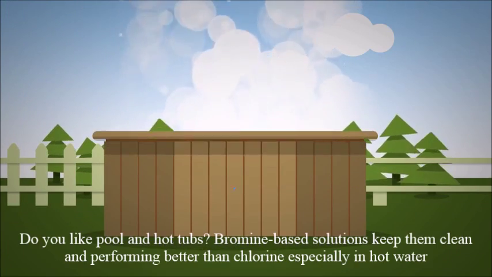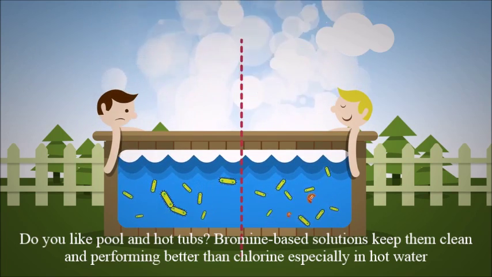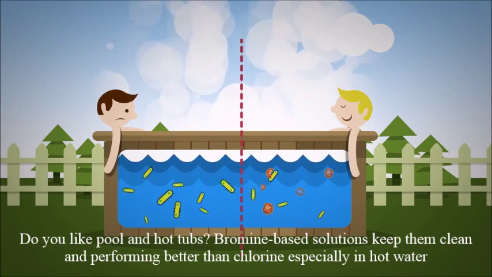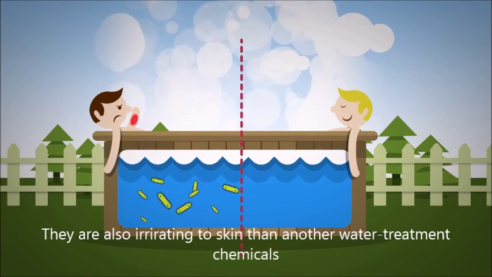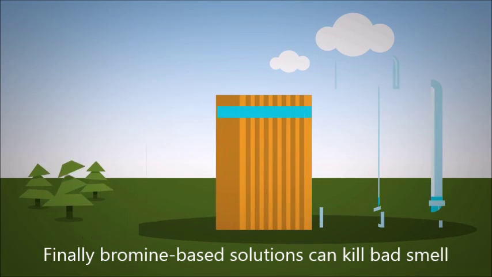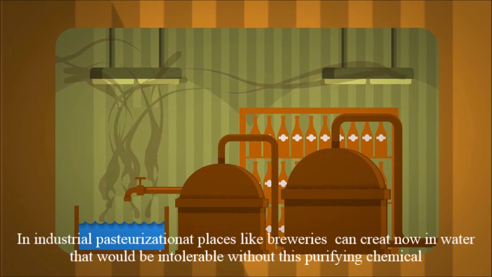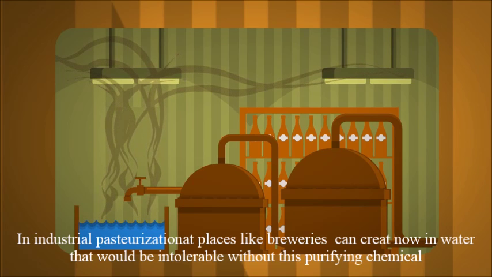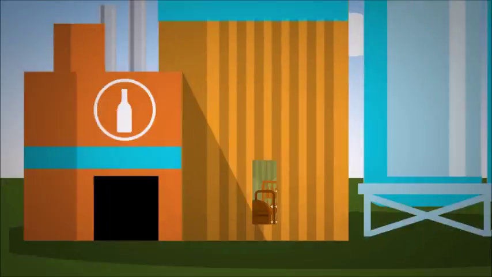Do you like pools and hot tubs? Bromine-based solutions keep them clean, performing better than chlorine, especially in hot water. They are also less irritating to skin than other water treatment chemicals. Finally, bromine-based solutions can kill bad smells. Industrial pasteurization at places like breweries can create smelly water that would be intolerable without this purifying chemical.